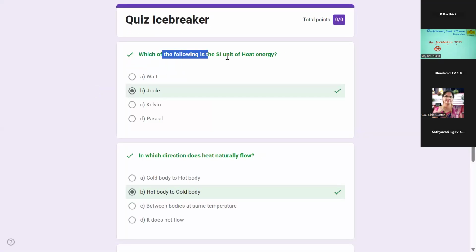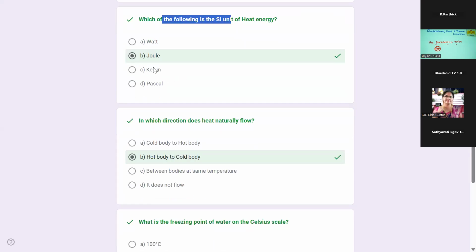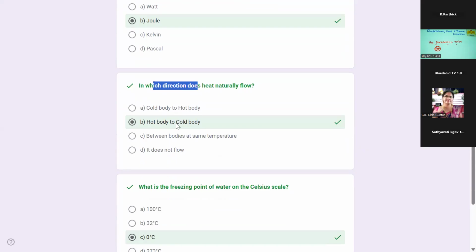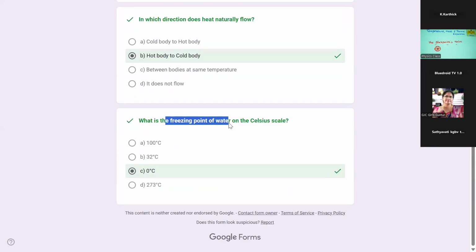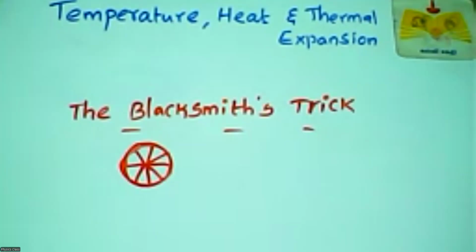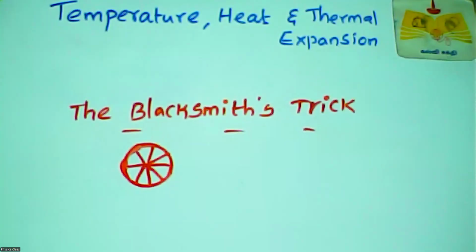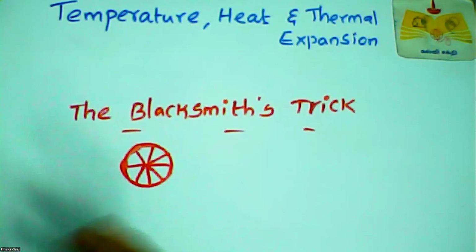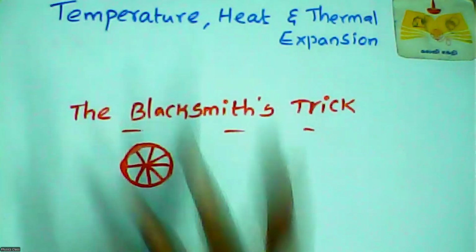Which of the following is a unit of heat energy? Joule. In which direction does heat naturally flow? Hot body to cold body. What is the freezing point of water on the Celsius scale? 0 degrees Celsius. Clear? Right. First we must clear up a common confusion, that is heat with temperature.